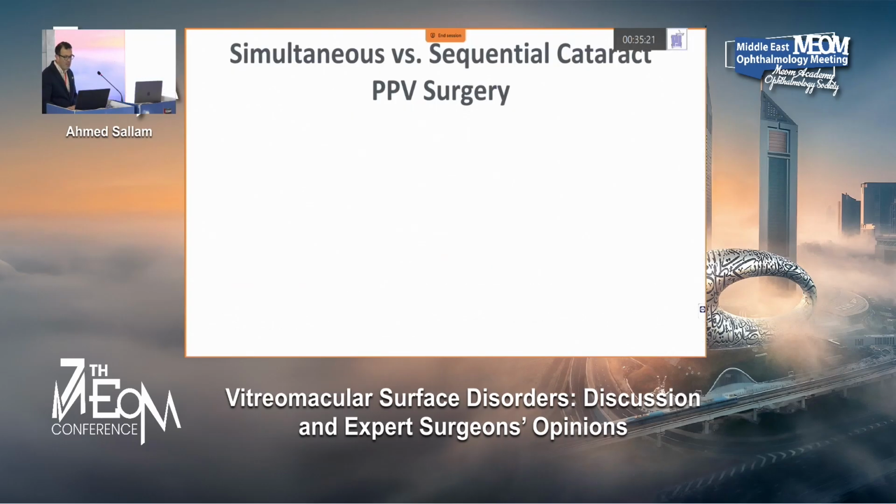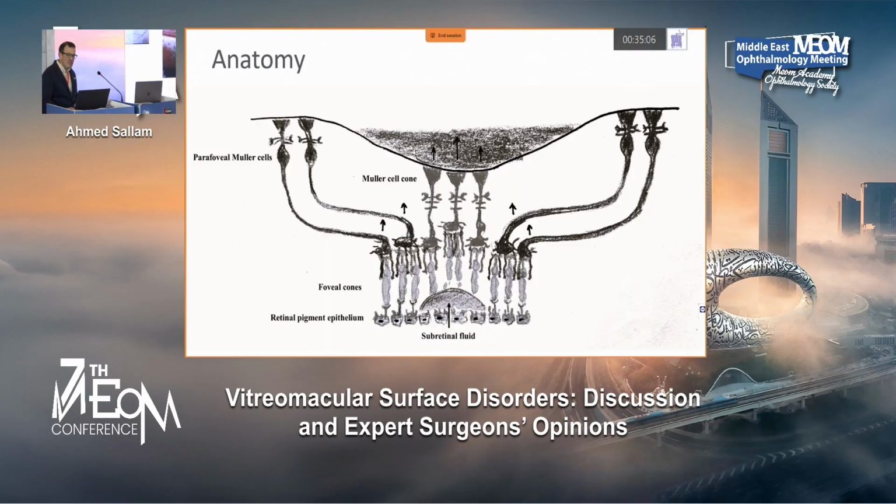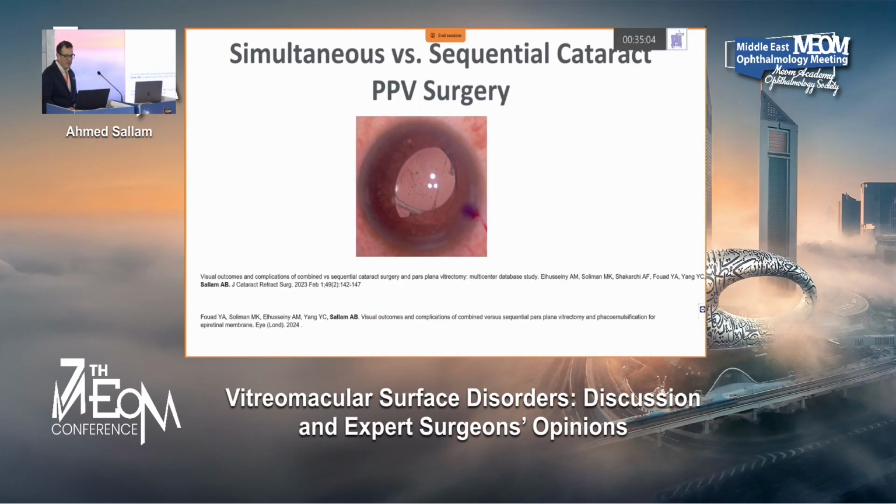Also, if you look here, just be wary of the appearance, because you may think that this whitish area is part of the membrane, but this white area is the nerve fiber layer. So don't try to peel that area. I think that's the message. Right. So nerve fiber layer schisis, be wary of this and its implication.